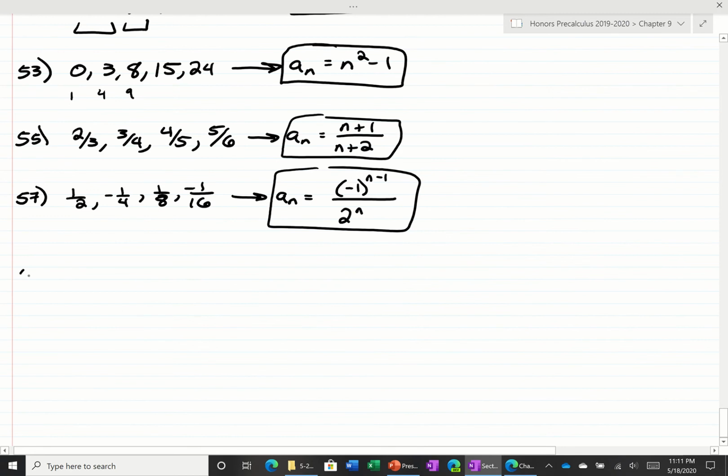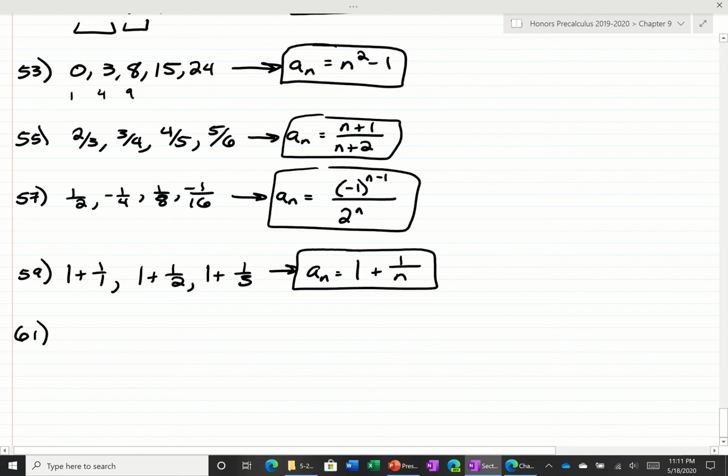For 59, we have 1 plus 1 over 1, and then it's 1 plus 1 over 2, and then 1 plus 1 over 3. Alright, so what this looks like is we're starting with 1, and then it's going to be 1 over n. It's pretty easy.